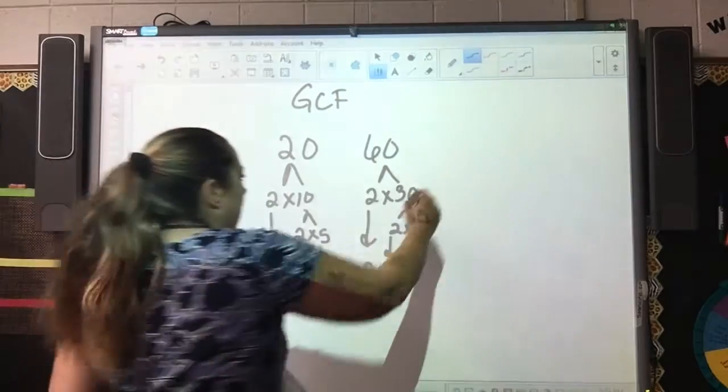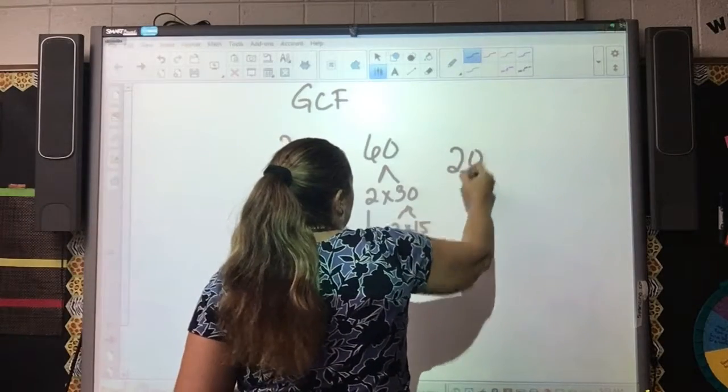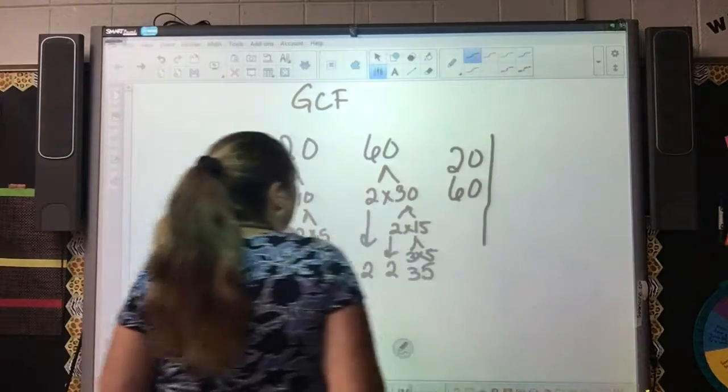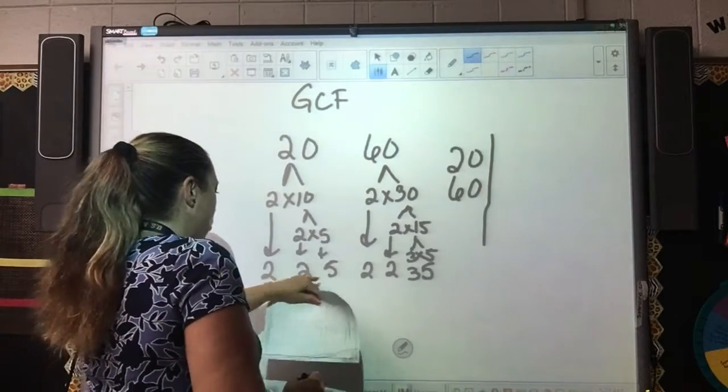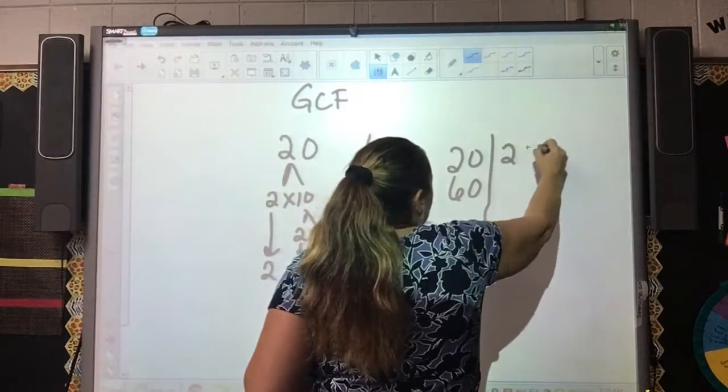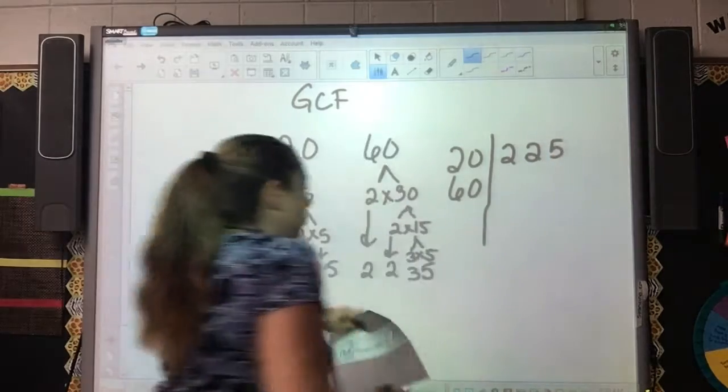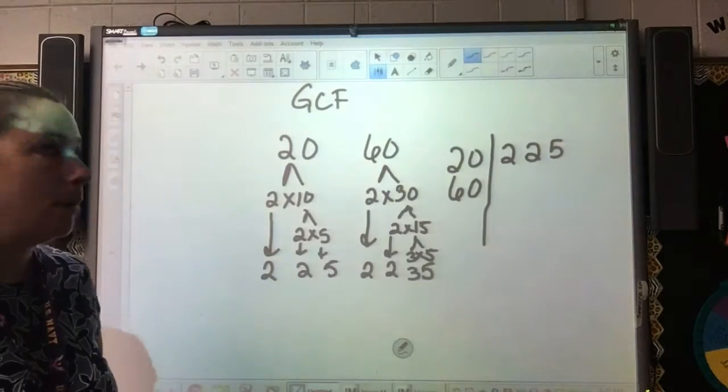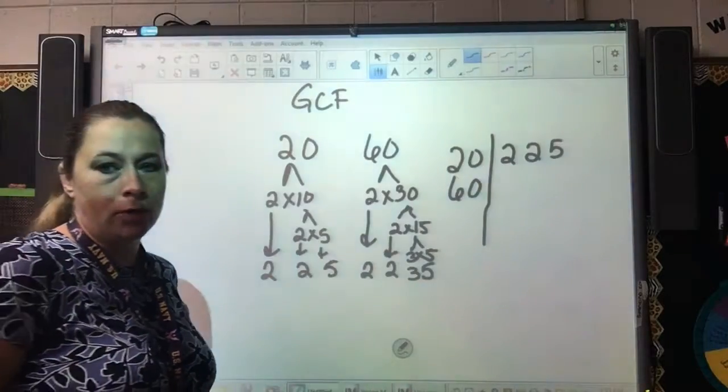Okay, I'm going to line it up the same. I've got 20 and 60. Okay, I'm going to write my 20s. I got 2, 2, and 5. I'm going to do the same way I did the other one. I'm going to line them up. Anything that matches, I'm going to put under the other number.